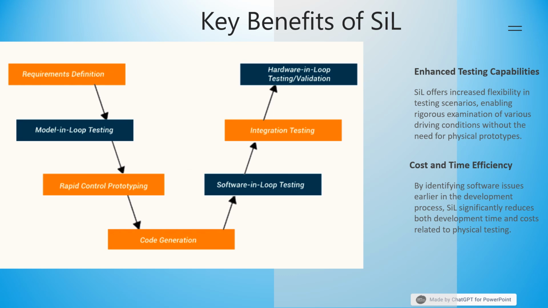And of course, cost and time efficiency. By identifying software issues earlier in the development, SIL significantly reduces both development time and costs related to physical testing. Actually, of course, the initial investment on software testing may be more. For example, this software in loop rig and these software in loop tools may be costly. But once you invest in a correct manner, you will be saving thousands of dollars, hours of time, days of time, and moreover, you will not be risking driving an actual vehicle with unproven software on the roads. That way, even testing is becoming safe.